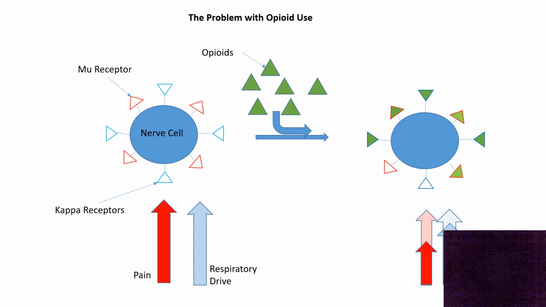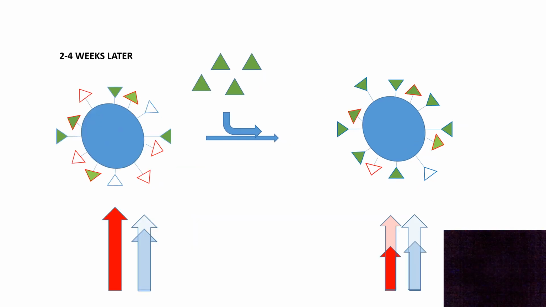For the most part, when you first start out with opioids, it decreases pain significantly more than it decreases your respiratory drive. And that's why medications, when taken intermittently, are pretty safe. The problem arises a few weeks later, somewhere between 2 and probably 8 weeks, where your nerve cells start to reproduce additional mu receptors. And they also reproduce additional kappa receptors, but they're not able to reproduce kappa receptors as fast as they reproduce mu receptors.